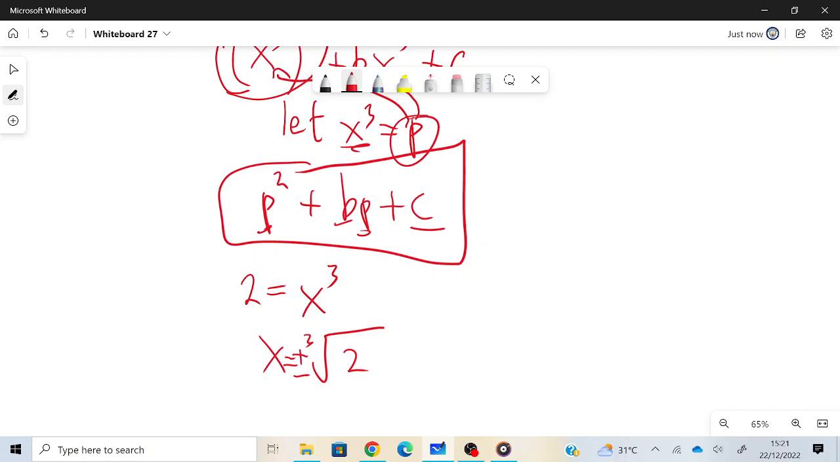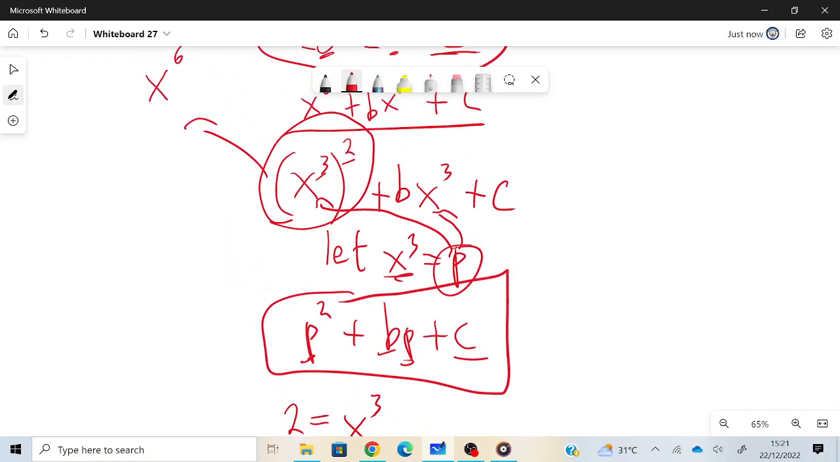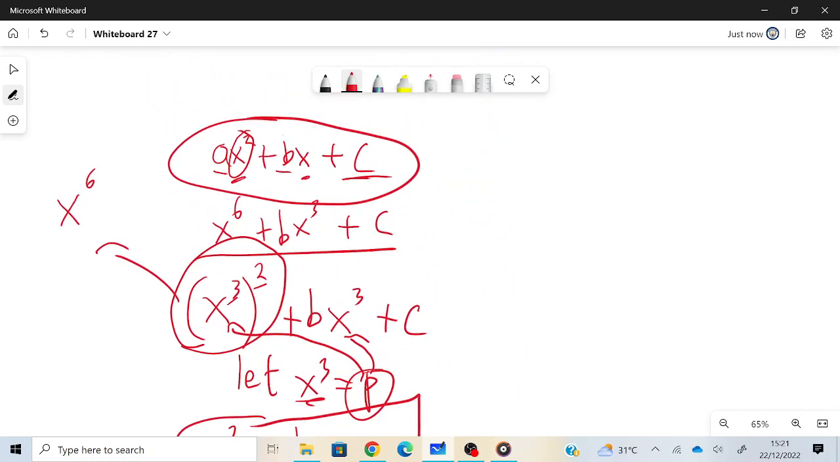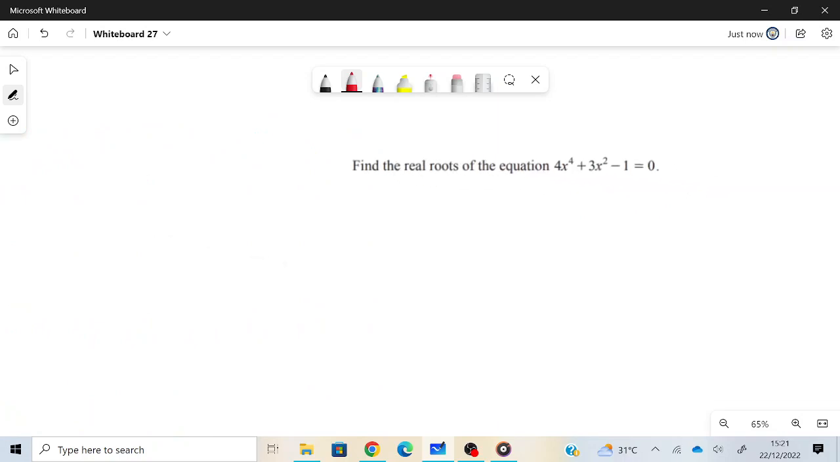So that's a basic overview of how disguised quadratics look like. This is a topic that's much better understood when we do examples, so let's go right ahead and dive into the first example.